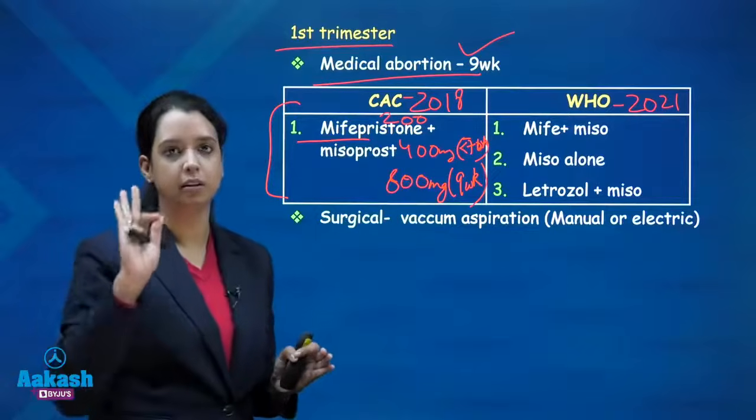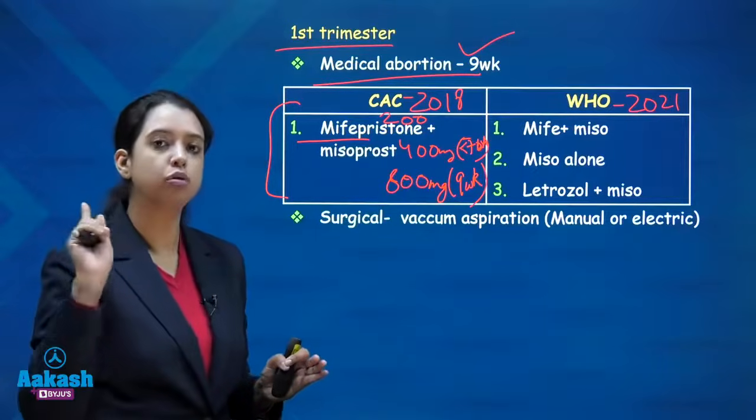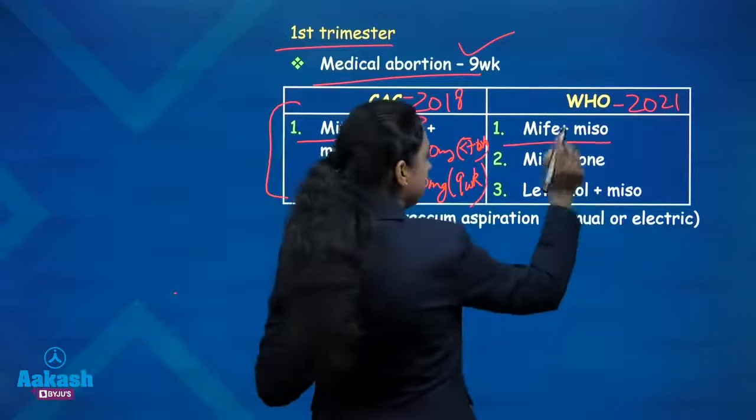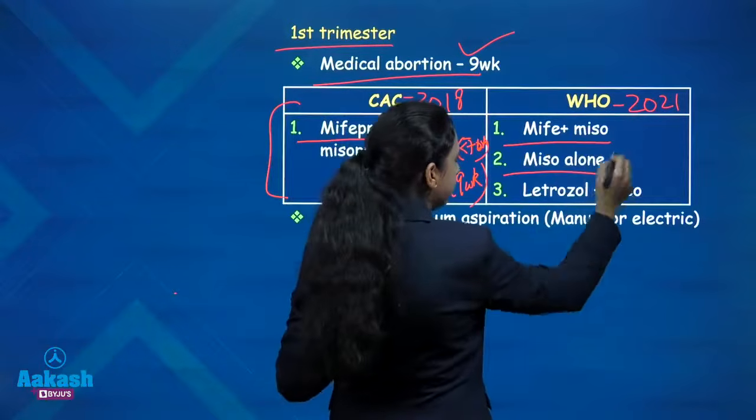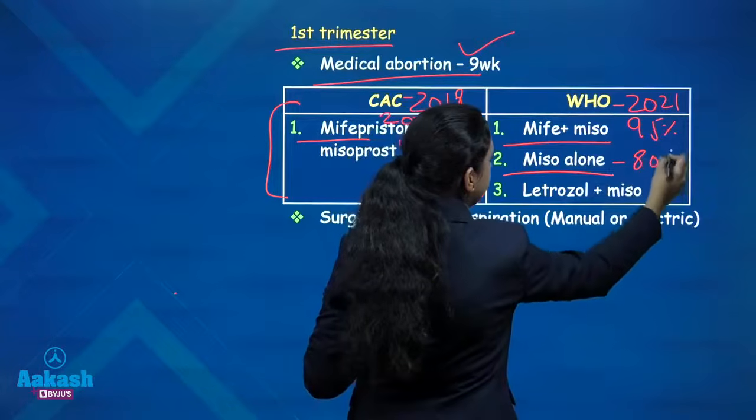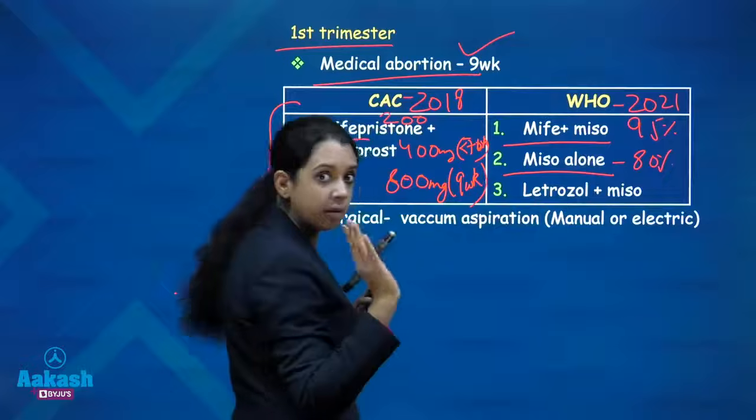WHO says there are 3 methods of first trimester abortion. You should know all the methods by name. Mifepristone plus misoprostol, correct. Misoprostol alone is less efficacious, almost 80 to 85%, but it is a method which can be used.